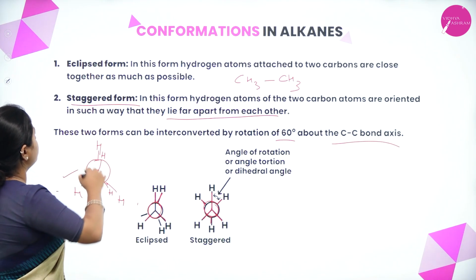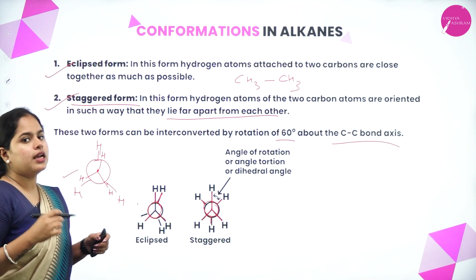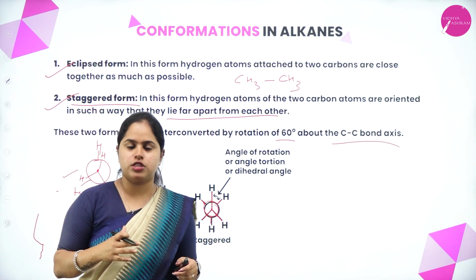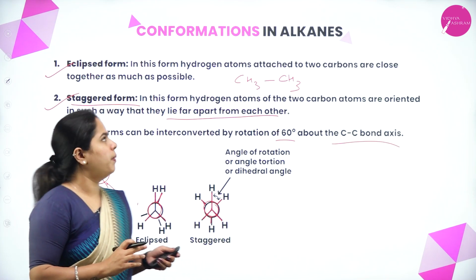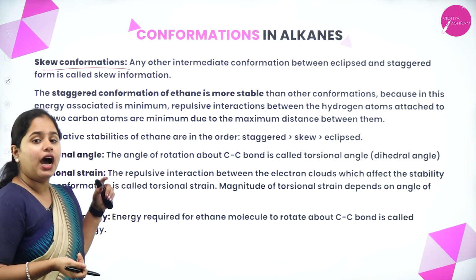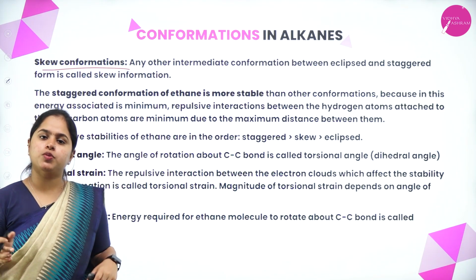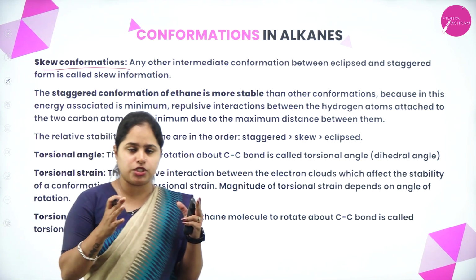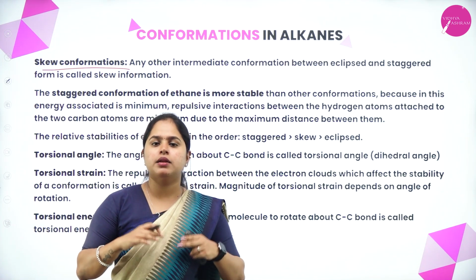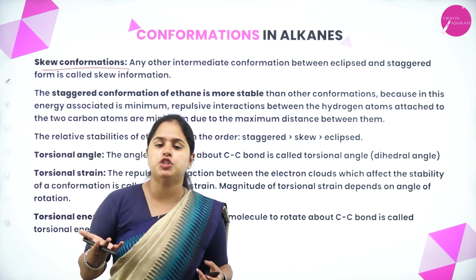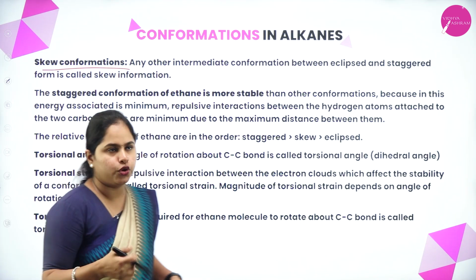Right, so I hope the two forms are clear, eclipsed and staggered. In eclipsed, the hydrogen atoms will be placed as close as possible, and in staggered they'll be far apart. Then you have one more, that is skew conformation. So that is any other intermediate conformation between eclipsed and staggered. So we studied that in eclipsed the hydrogen atoms will be close together, and in staggered they will be far apart. All other conformations in between them are called skew conformation.